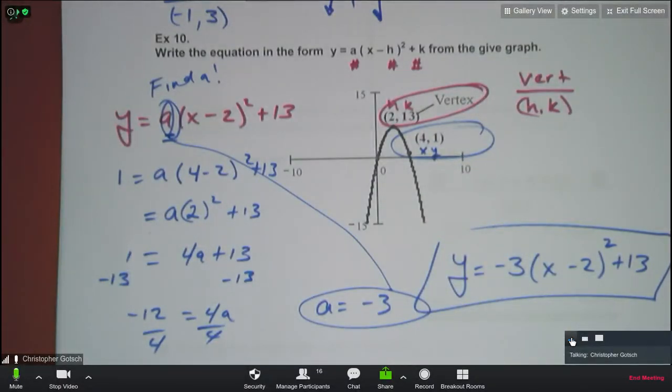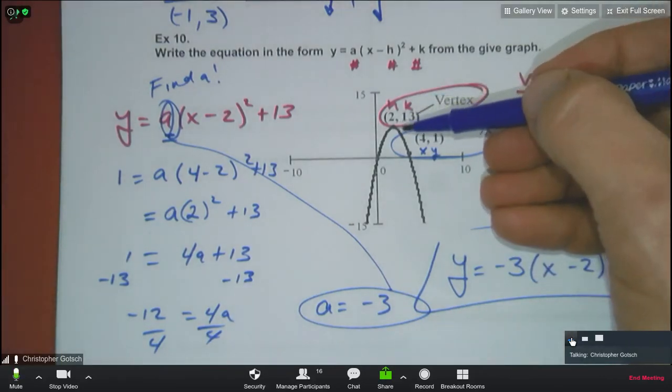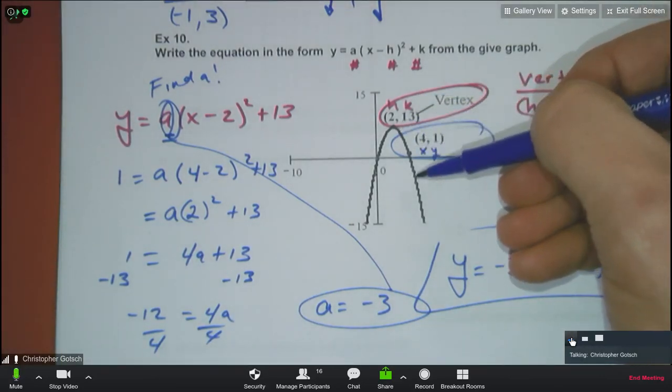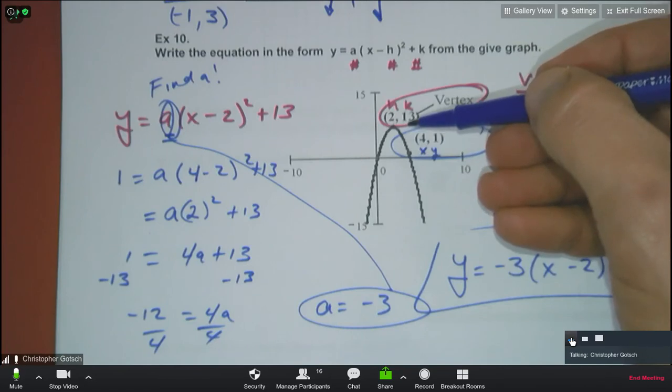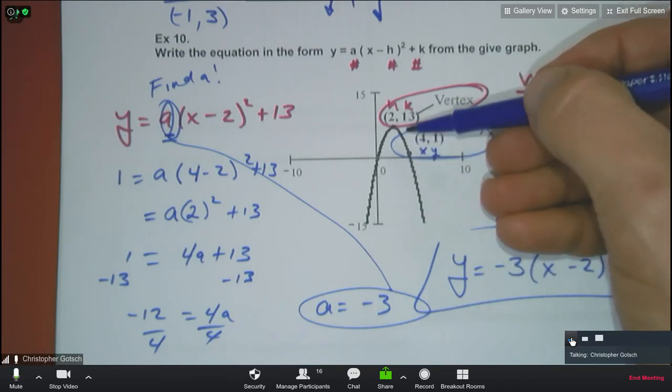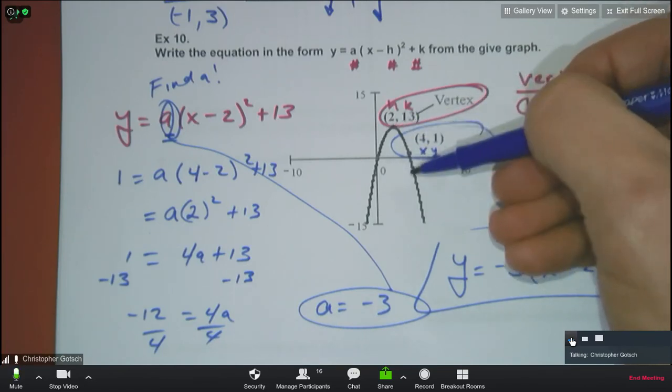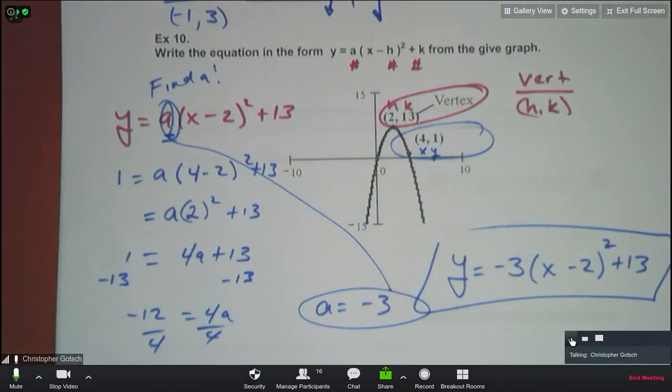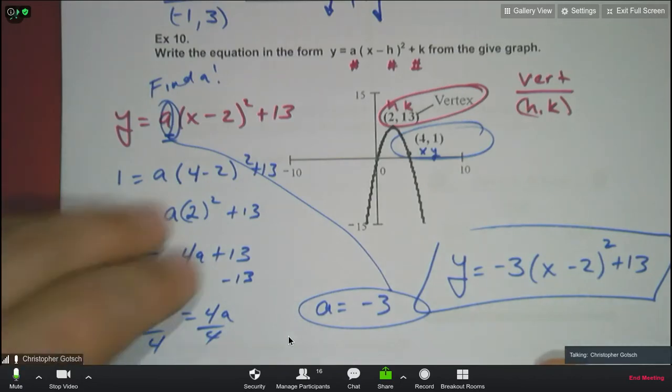Okay? Or if you can tell that it's over 2, down 12, normally it's over 2, up 4, right? Now we're going down because it's negative and it's been multiplied by 3. Okay, so if you can see that visually, then you can just do that. Okay? So, ladies and gentlemen, I am officially done with chapter 3.3, day 1 notes. Okay? We have more stuff to do for tomorrow.